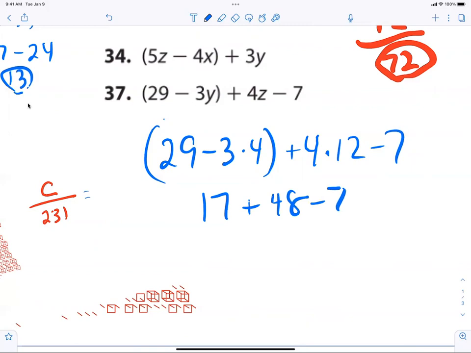Now watch this, kiddo. Let me show everybody. Look up. Everybody look up. I'm going to do 17 minus 7 first. What's that? And then 10 plus 48. Look how much easier that is. You agree with me now? Yeah, much better. You can do the order, it doesn't matter. Just got to be careful. And I need to show you that more.